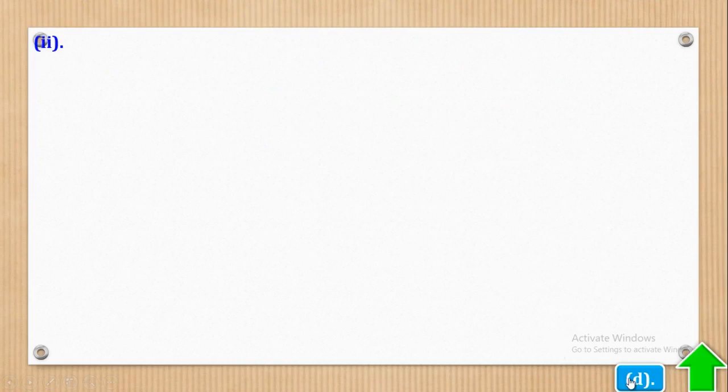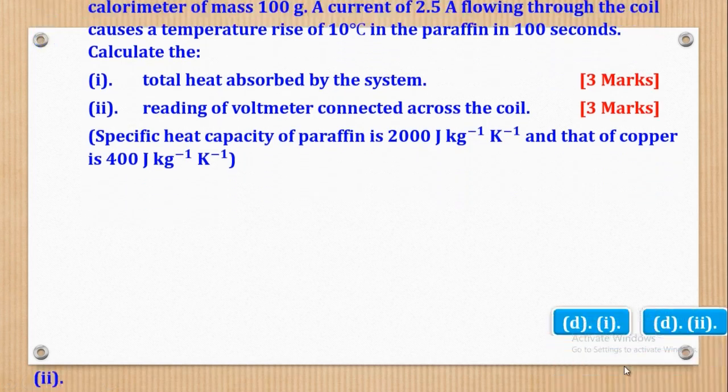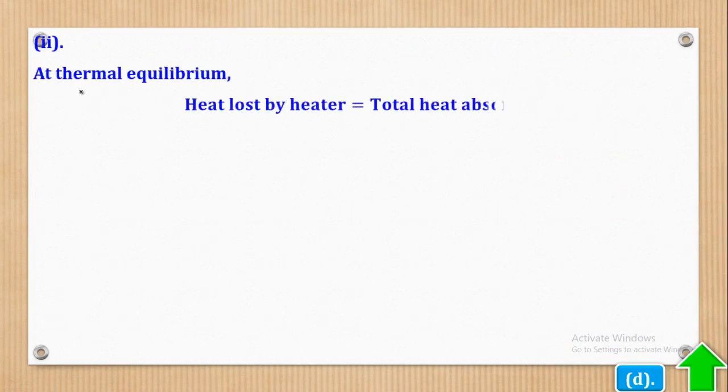So now we shall go to Roman 2. Roman 2 says, calculate the reading of the voltmeter connected across the coil. So at thermal equilibrium, it means that heat lost by the heater or the coil is equal to total heat absorbed.